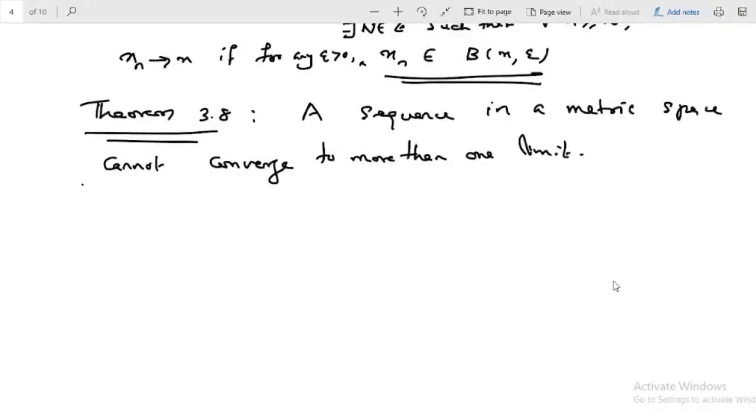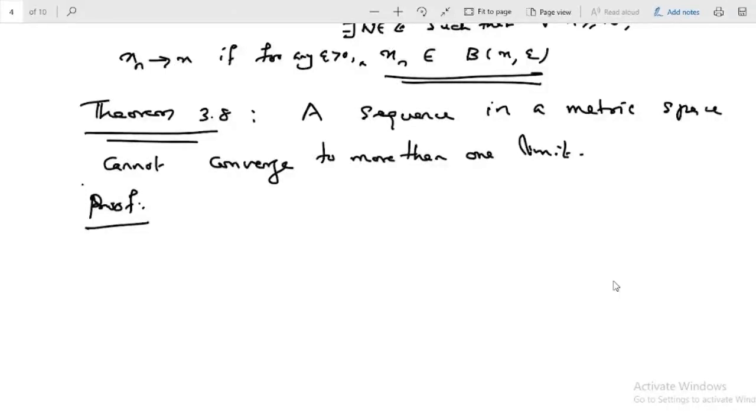അങ്ങനെ നമ്മൾ സ്ട്രെസ് ചെയ്ത് പറയുന്നത് എന്താണെന്ന് ചോദിച്ചാൽ, ടോപ്പോളജിക്കൽ സ്പേസസിലേക്ക് പോകുമ്പോൾ ടോപ്പോളജിയുടെ ഡിഫറൻസ് അനുസരിച്ച് അവിടെ എടുക്കുന്ന സീക്വൻസ് ഒന്നിൽ കൂടുതൽ പോയിന്റ്സിലേക്ക് കൺവേർജ് ചെയ്യാം. ഇവിടുത്തെ പ്രൂഫ് ആലോചിക്കുക. A sequence in a metric space cannot converge to more than one limit.